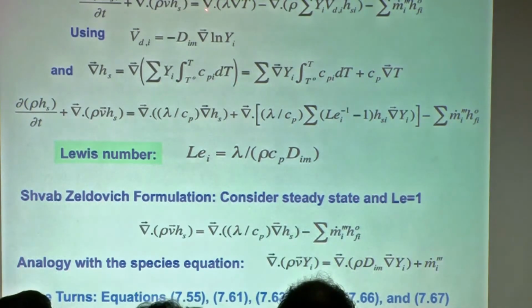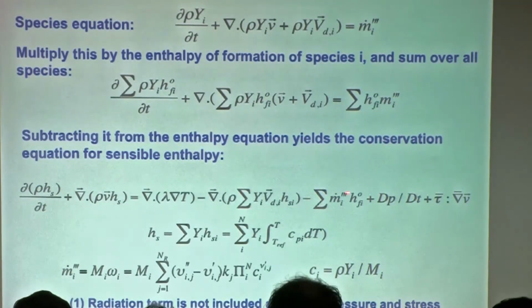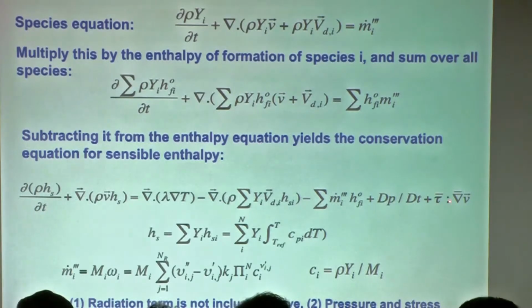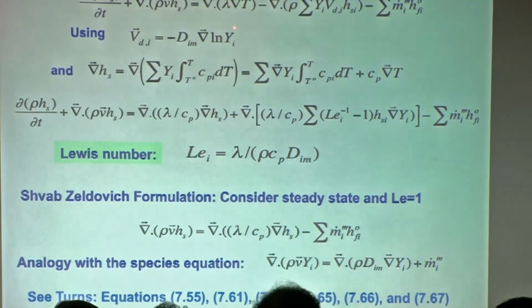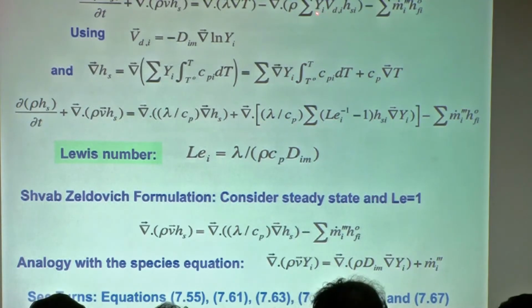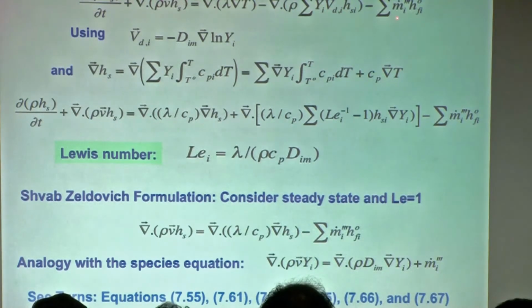Now this one I give as an exercise in class. This is the equation we got today. It's the same equation as on this page, except that we neglected these two terms, the dP/dt term and the viscous dissipation term. The rest are all here. So physically, this is the rate of change of sensible enthalpy. This is the change due to flow. This is conduction, which is easy to understand. Now this is the sensible enthalpy changing due to species diffusion, and this is due to chemical reactions.